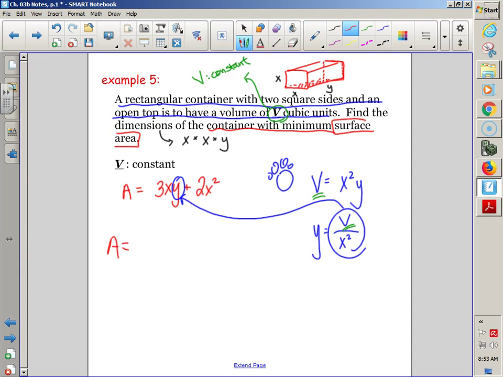Oh, because there's no top. So 1, 2, 3. There's only 3 XYs. Side, side, and bottom, no top. XY is this side. XY is that side. XY is that side. X squared is here and X squared is here. There's no top. Yeah. So guys, what will we do after?